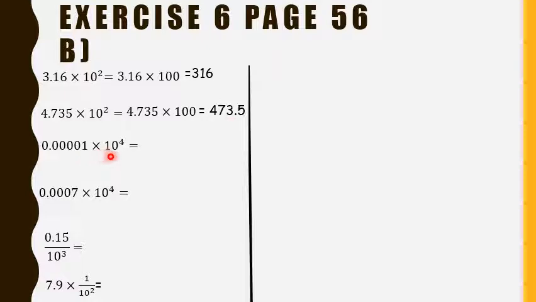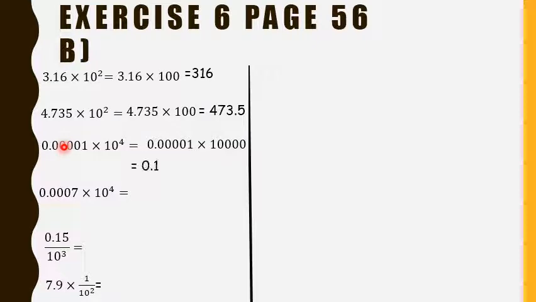Now, multiplying by 10 to the power 4, I can directly write that if they don't ask me to show my work. If they ask me to show my work, I have to write each step. Now, times 10 to the power 4, it's times 10,000. Directly I can say it's 10 to the power 4, so I have to move the decimal point 4 times to the right. 1, 2, 3, 4. So my answer should be 0.1.